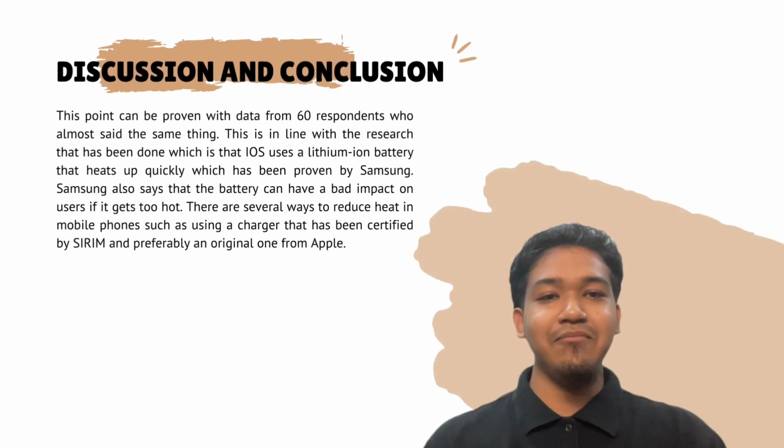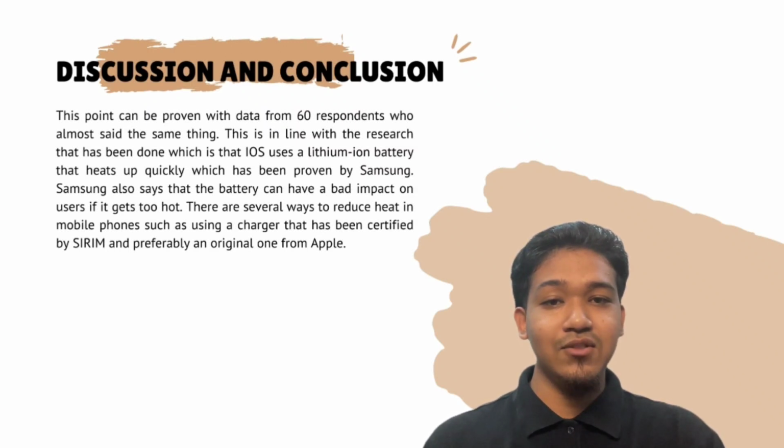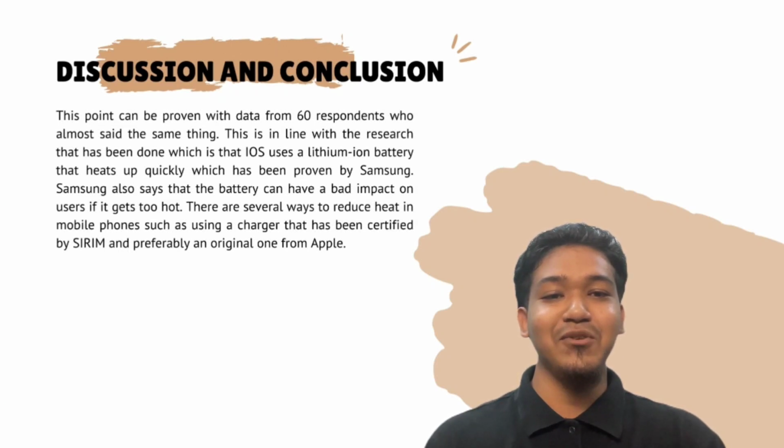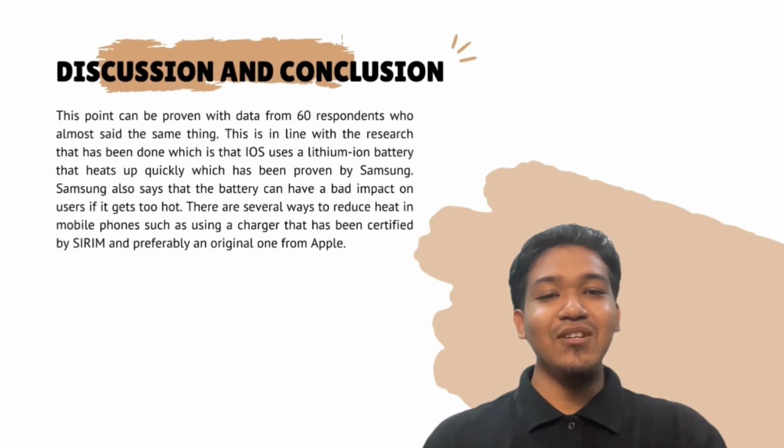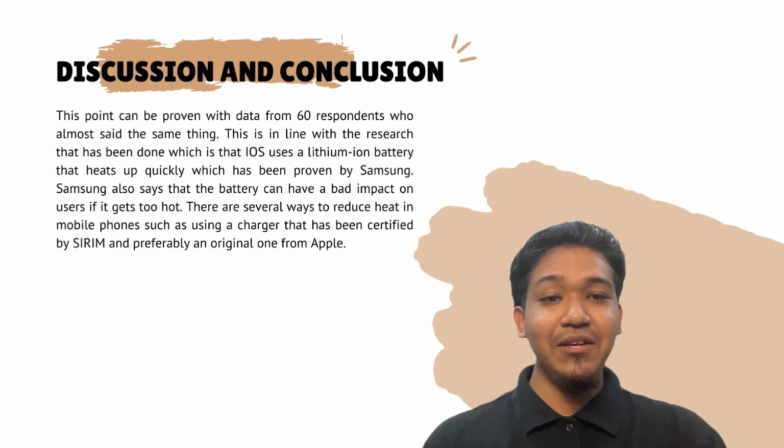The conclusion that can be drawn from this survey clearly shows that Android is better than iOS in terms of battery. This point can be proven with data from 90 respondents who almost said the same thing. This is in line with the research that has been done, which is that iOS uses a lithium-ion battery that heats up quickly, which has been proven by Samsung. Samsung also says that the battery can have a bad impact on users if it gets too hot. That can drain the battery faster due to heat.